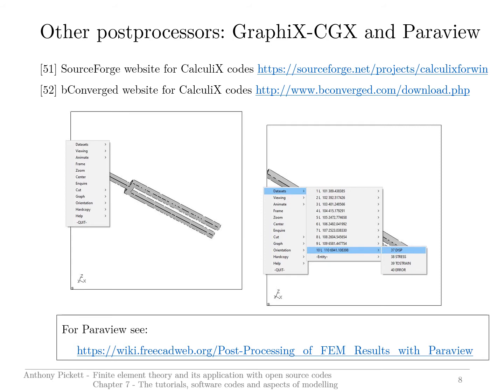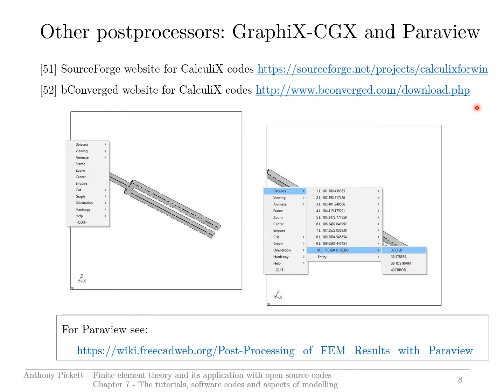And then finally, other post-processors. There is, as I mentioned, this graphics CGX post-processor. There are two links there. On the next slide, I will show you what I find is the best download for use on Windows. It is using this B-converged version.